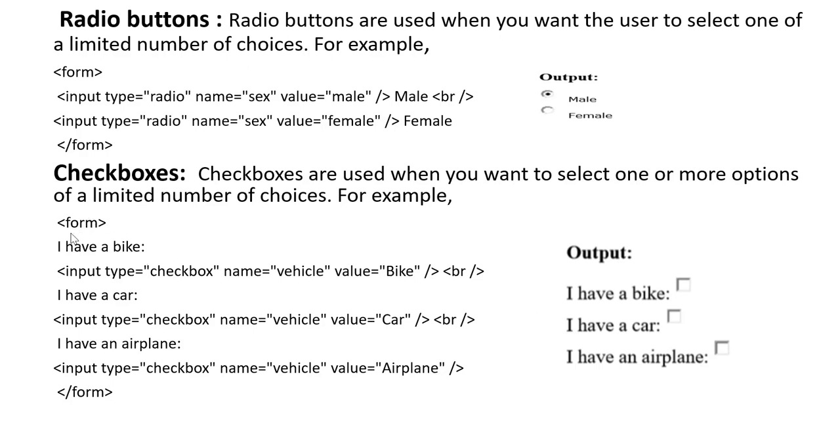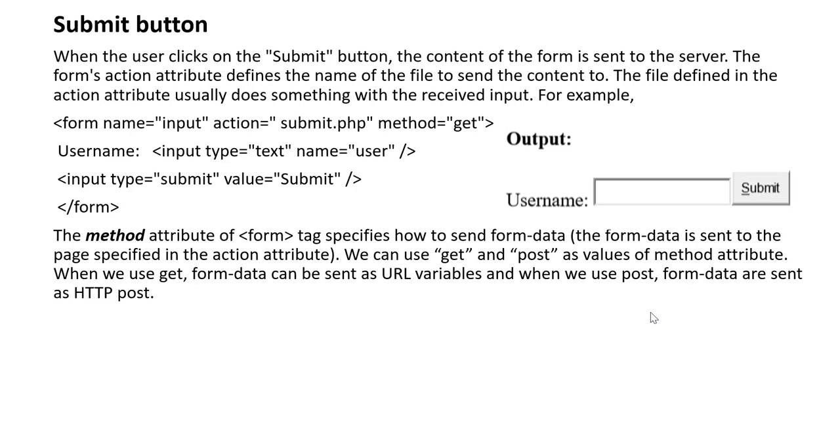Then after typing this in the code editor, you will find the output in the browser like this. You can check this, or you can check only one, or you can check twice or thrice. I'll show you this in the example later.